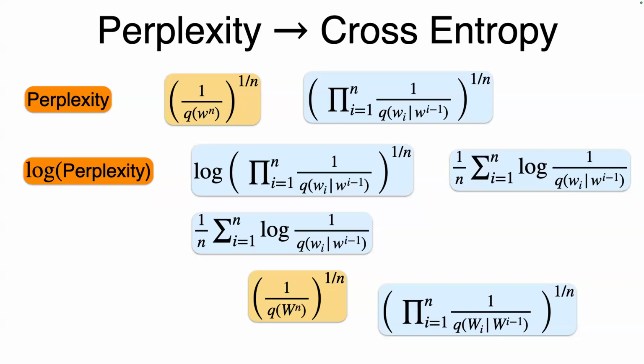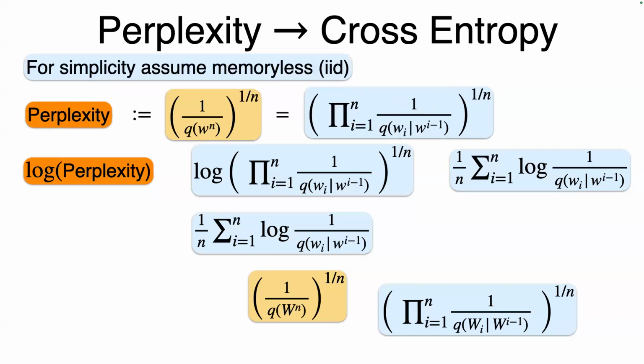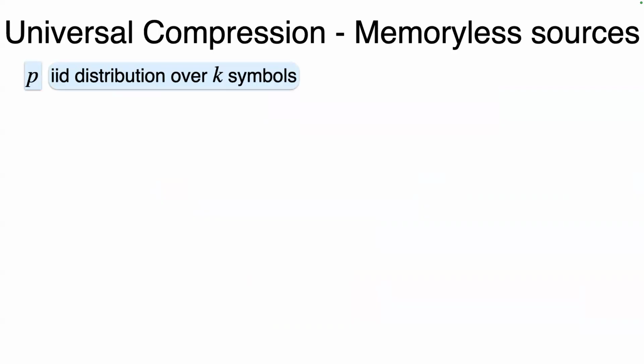How many times will we get word i? Probability, the actual P of wi. Summation of pi times log of 1 over qi is very similar to summation of pi log of 1 over pi. This is called cross entropy. So essentially, perplexity is the exponent of the cross entropy. So it's essentially the same quantity. Okay. Sorry about that. Okay.